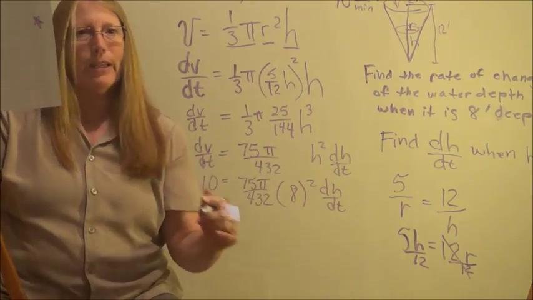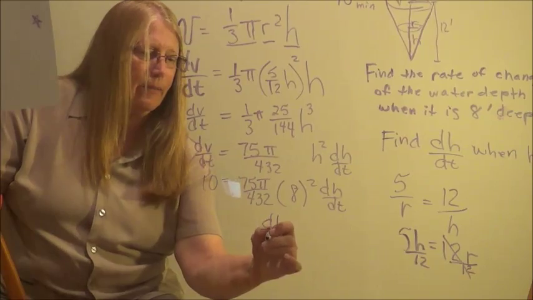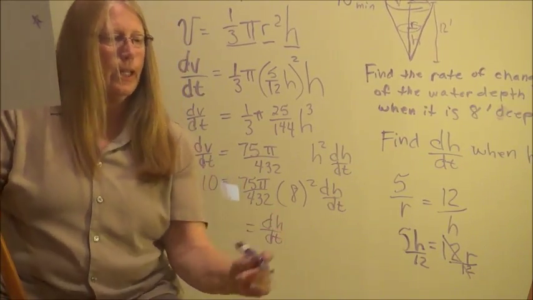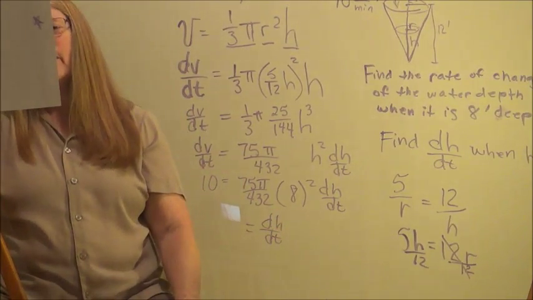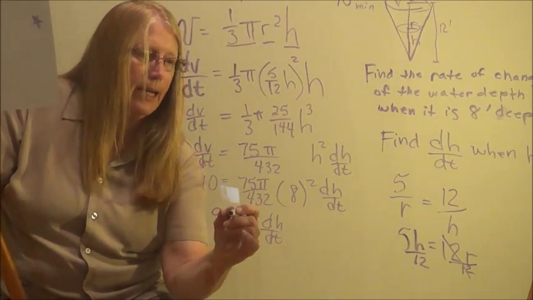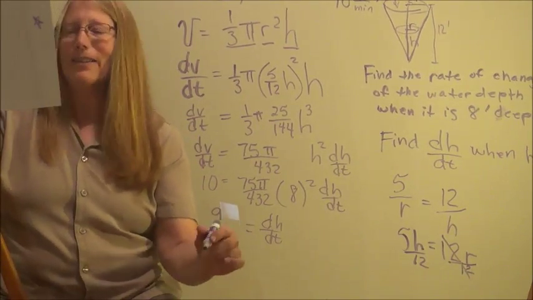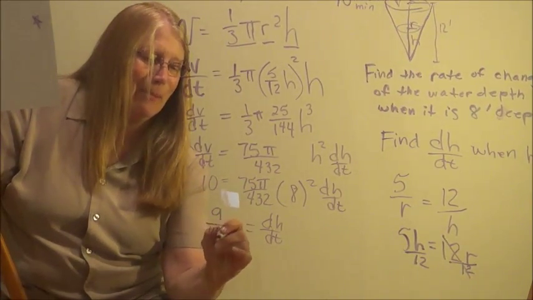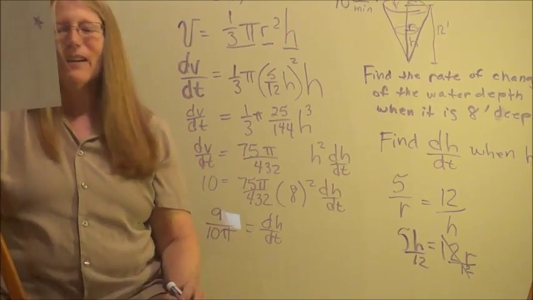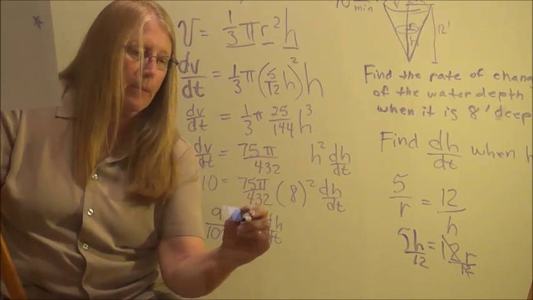So if I take all this and put it on the other side, I get dh dt equals, I did all this ahead of time, and it's simplified down to 9 pi. How did the pi get up there? Pi has to be downstairs. 9 over 10 pi. All right, so verify that that's true, and that is in feet per minute.